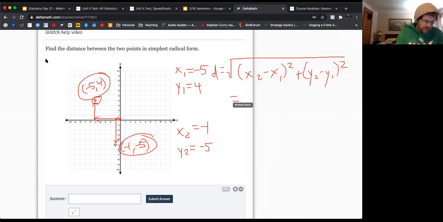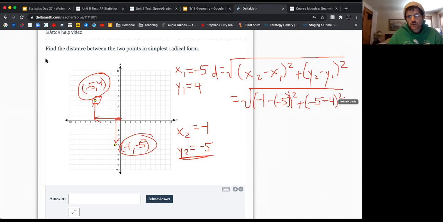So if I started plugging in, I'm not going to go through the full math on this one, but I will just plug some numbers in real quick. So x2 is -1 minus x1 is -5 squared plus y2, you can see right here, is -5 minus 4 squared. All right. So at that point, you have the equation set up.